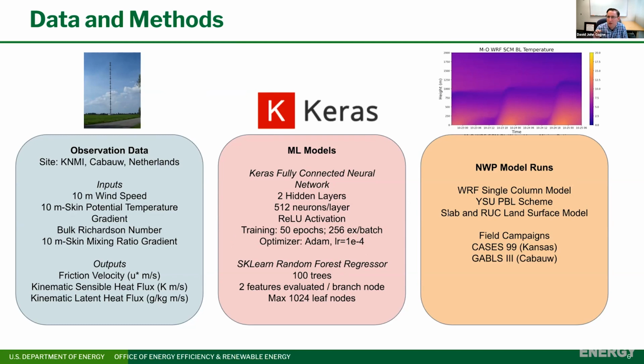This scheme does not work with Noah because of how the Noah land surface model connects with the surface layer scheme. It basically only uses the sensible heat exchange coefficient and makes its own assumptions about the latent heat from that. Whereas the slab model and the RUC land surface model can take the exchange coefficients for both sensible heat and latent heat directly into the model. We've tested this on two cases, CASES-99 or GABLS2 in Kansas, and GABLS3. These are both idealized simulations.